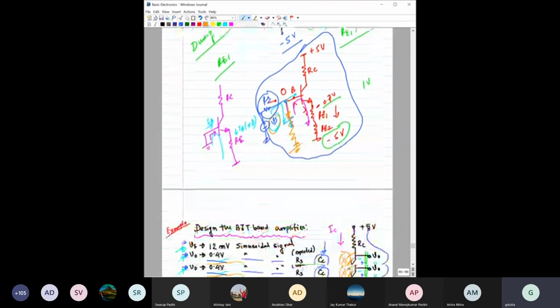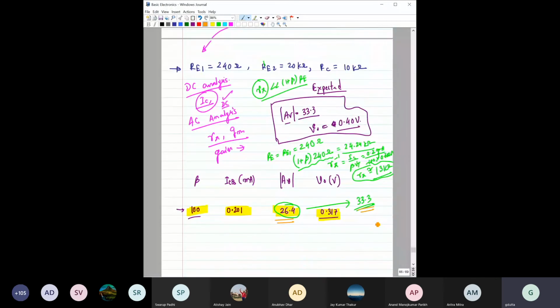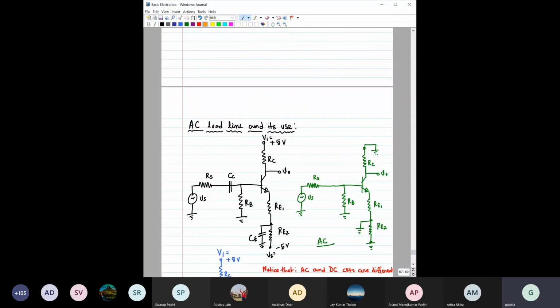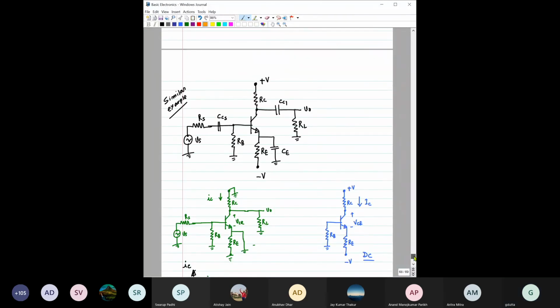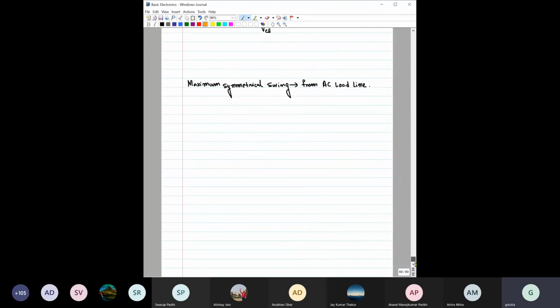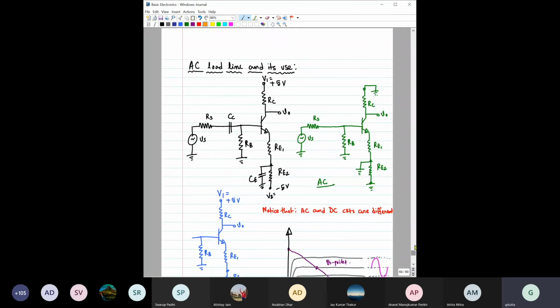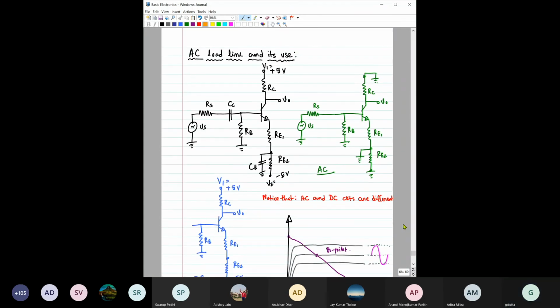Okay. So this design problem is taking so long. I thought of completing this AC load line and then this example, at least these two in this class. Anyway, before we stop, let me introduce this AC load line part to you, and we can continue in the next class from here.